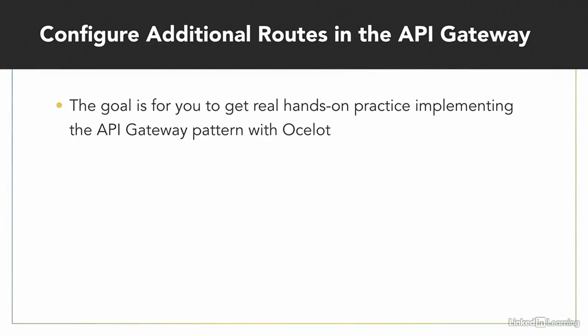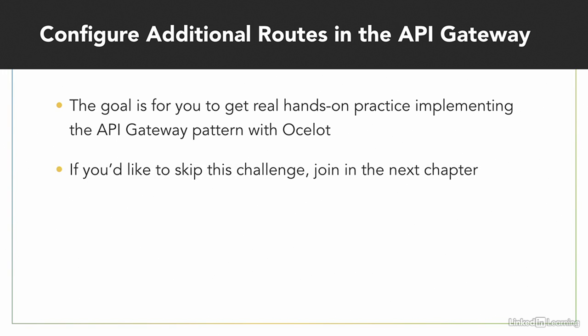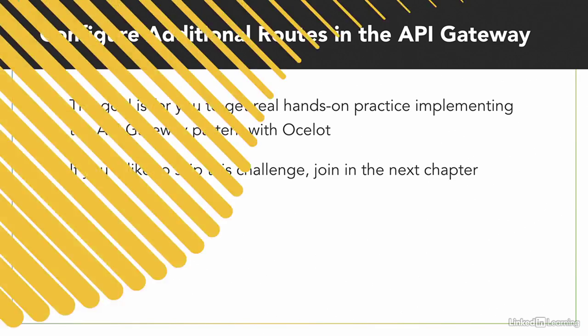It's time for a challenge. The goal is for you to get real hands-on practice implementing the API gateway pattern with Ocelot. Specifically, you should configure additional routes in the API gateway microservice to expose the pet query, rescue query, and patient query endpoints. If you'd like to skip this challenge, join me in the next chapter.